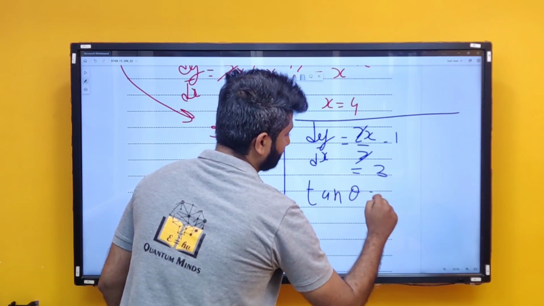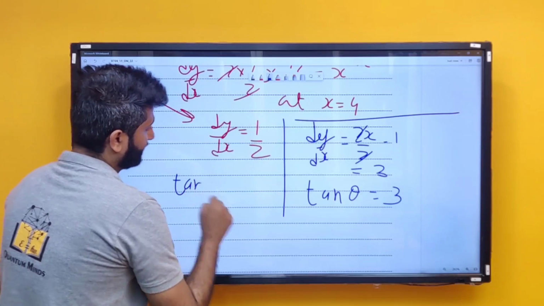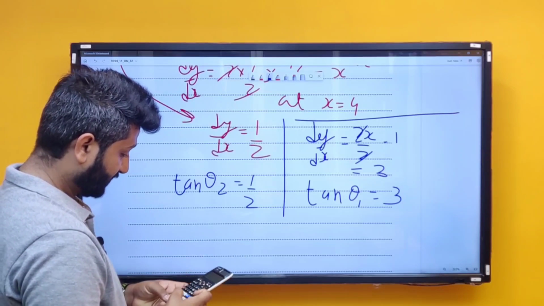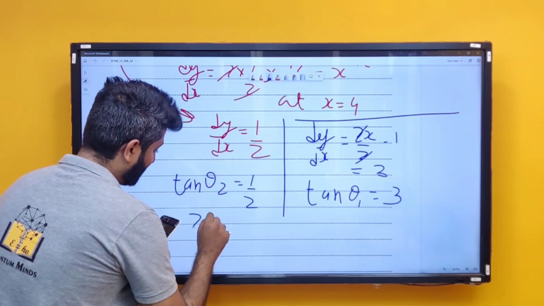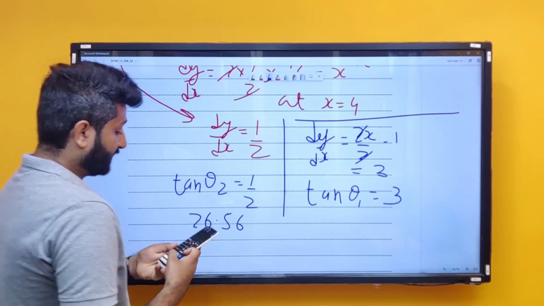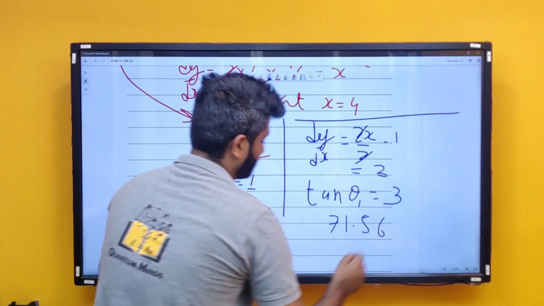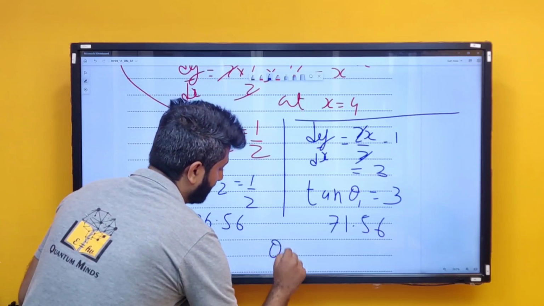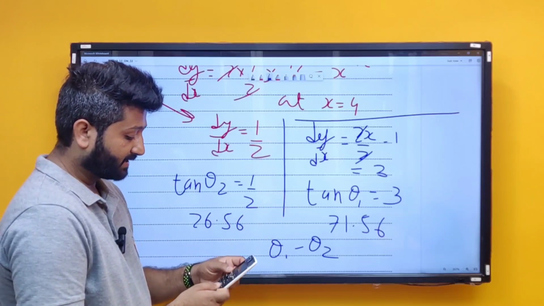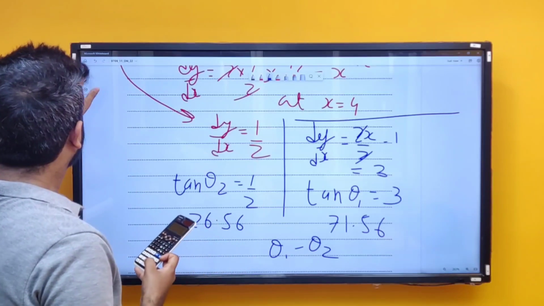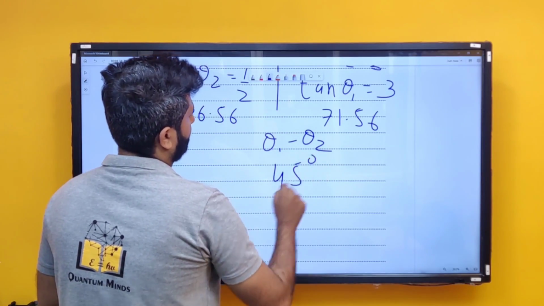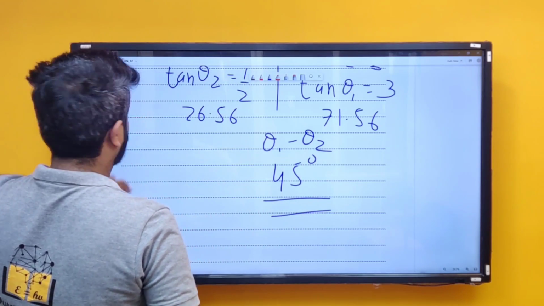So tan theta equals 3, and let's say this is theta 1, this is theta 2, which equals half. So tan inverse of half is 26.56, and tan inverse of 3 is 71.56. So let us subtract theta 1 minus theta 2, simply tan inverse of 3 minus tan inverse of half. So the answer is 45 degrees. Next question.